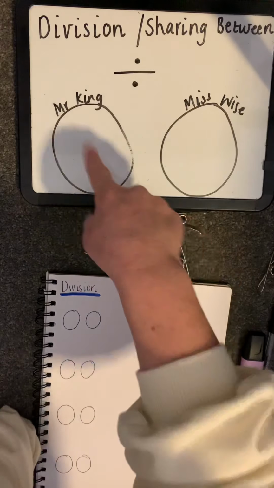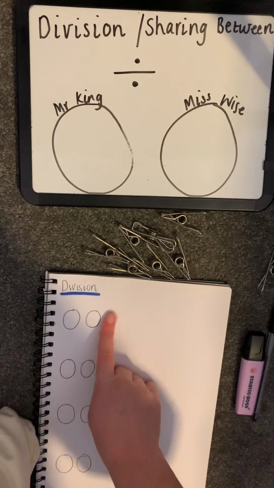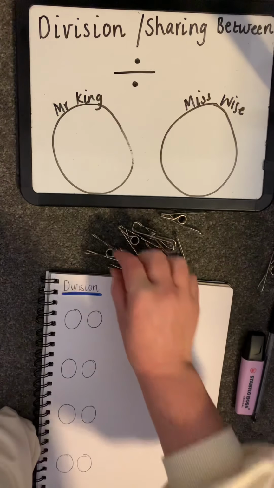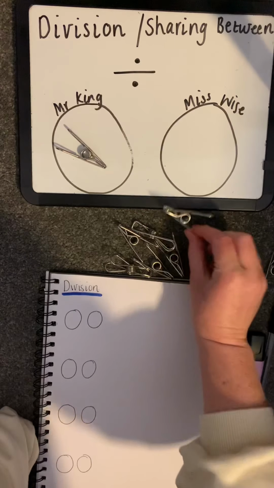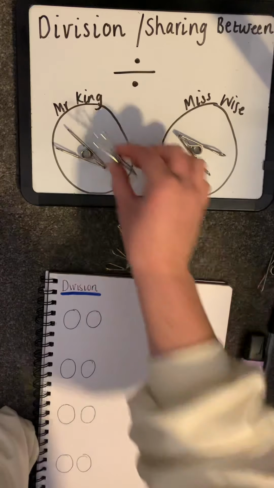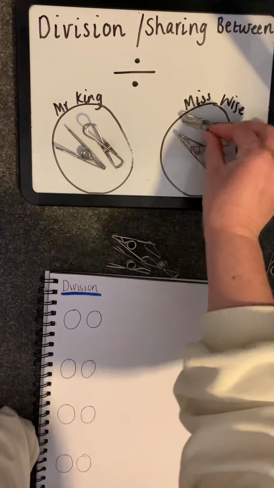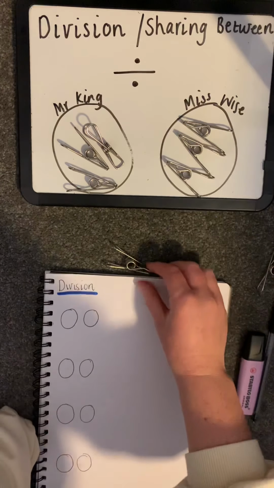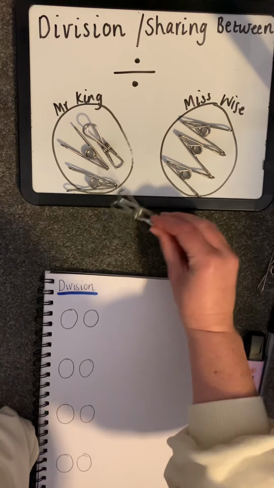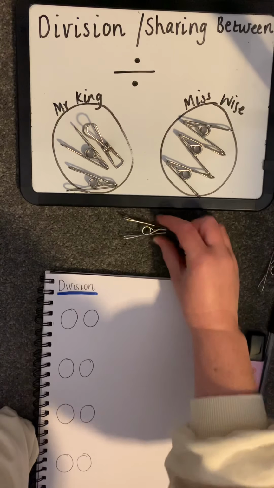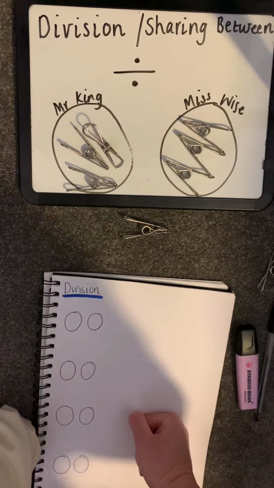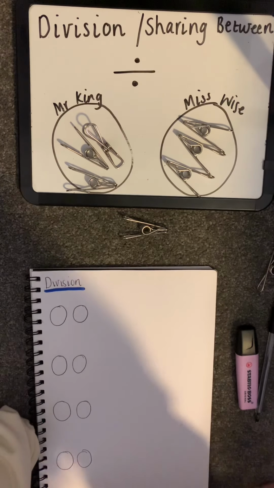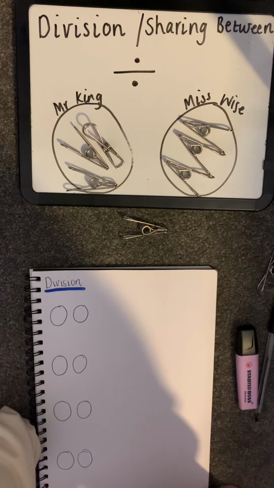Let's share with Mr. King and Miss Wise, and then I will draw it on my piece of paper and we'll write an equation together. 1 for Mr. King, 1 for Miss Wise, 1 for Mr. King, 1 for Miss Wise, 1 for Mr. King, 1 for Miss Wise. Oh no, I've got 1 peg left. That's what I like to call a leftover, or its technical word in maths is a remainder. That's what's left over, just 1 peg.